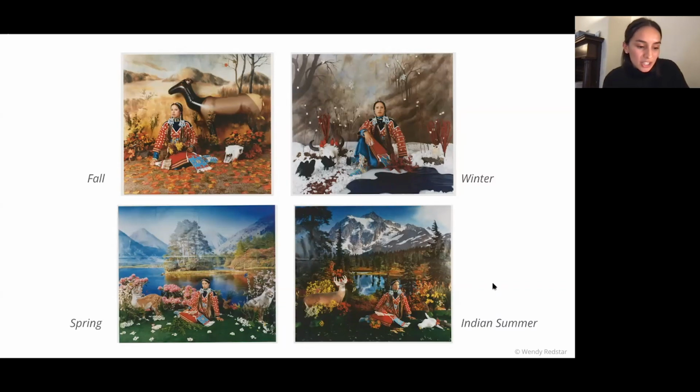So transitioning from the discussion of imagination to one of reality, the next photograph I'll be sharing with you is one by Diné photographer Will Wilson.